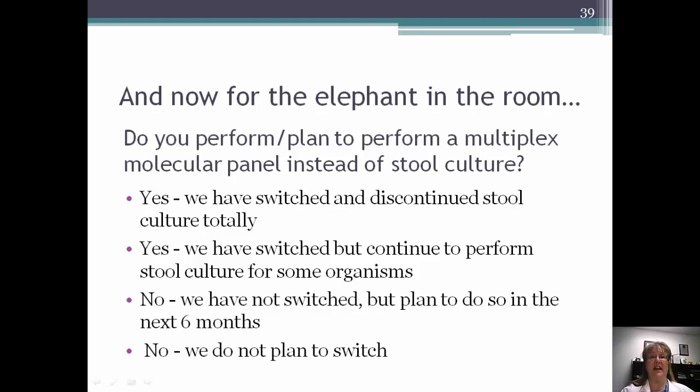Okay, so now lastly for the elephant in the room. The question is, do you perform or are you going to perform a multiplex molecular panel instead of stool culture? Are you somebody who is like, yes, I've already switched, I'm not doing any stool cultures? Are you somebody who's, well, I've switched, but I only do a molecular panel, say maybe for Salmonella, Shigella, and Campylobacter, so if I have a request for Vibrio or Yersinia, I'm still going to use culture? Are you somebody who hasn't switched yet but wants to? Or are you somebody who hasn't switched and plans not to?